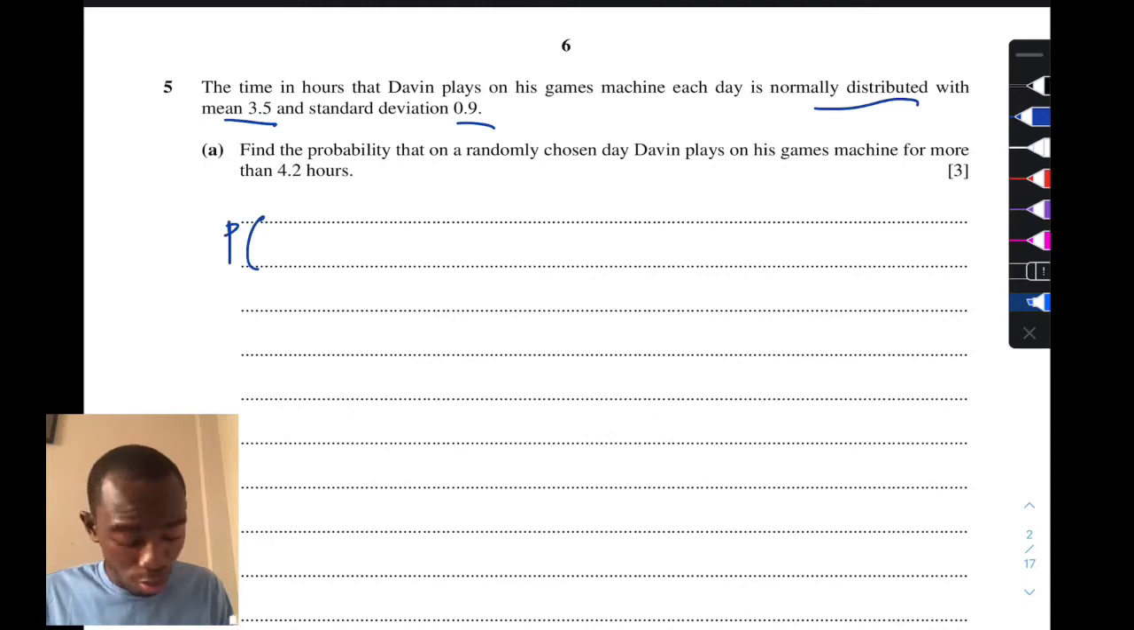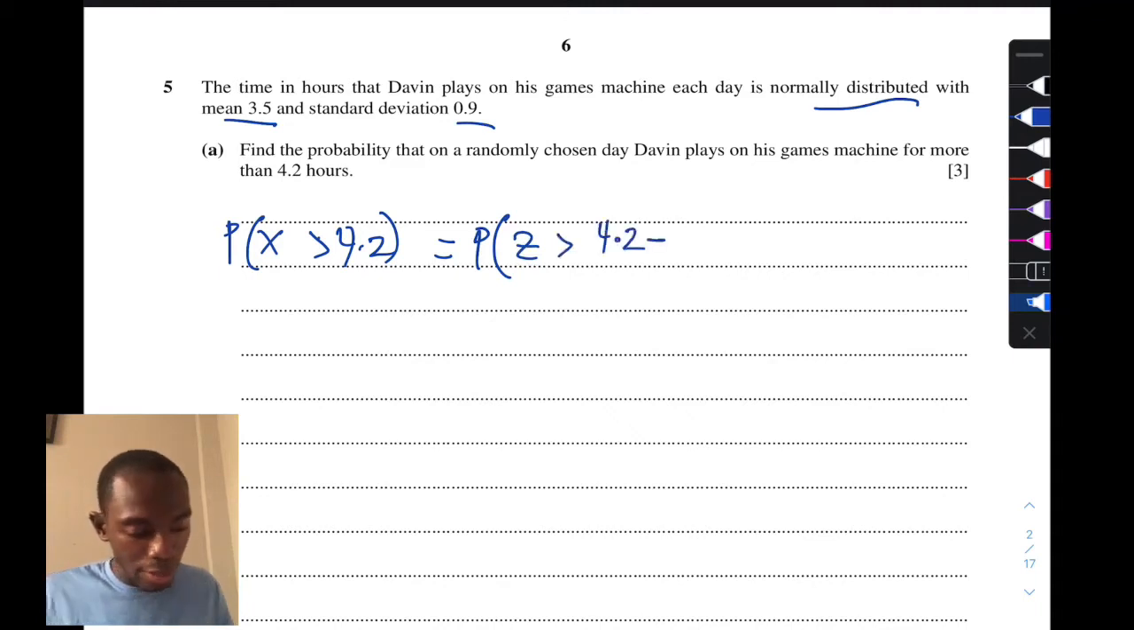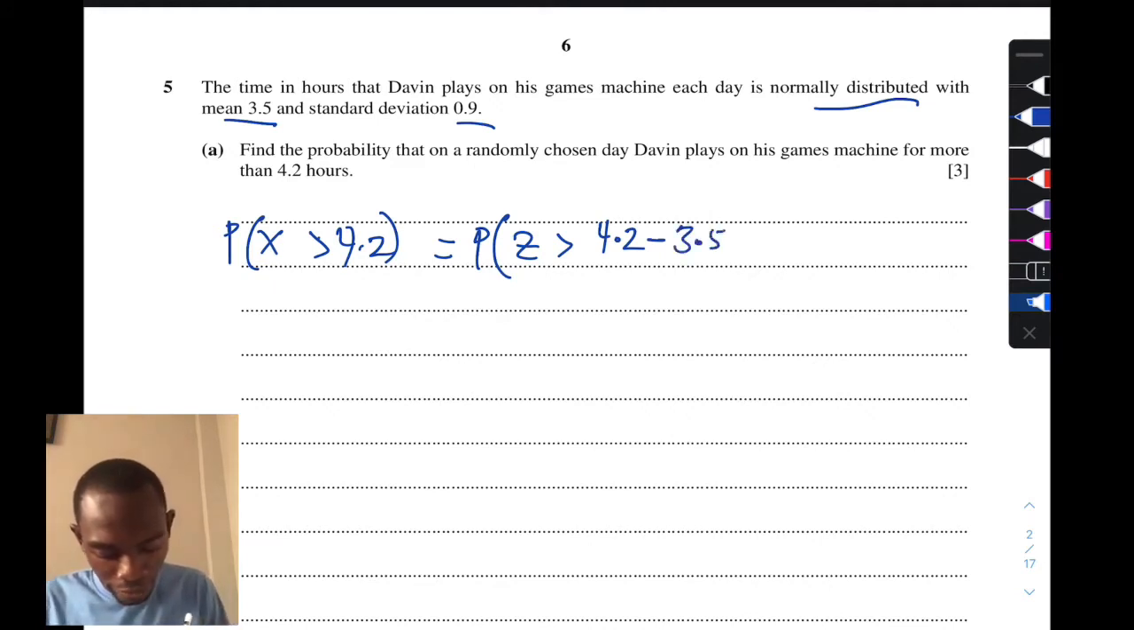So I'm just going to still use x. It says more, so that means it's greater than 4.2. So we need to find this probability. We standardize it. So we have z is greater than (4.2 minus 3.5) over 0.9. And this is calculator work. So z is greater than what value?